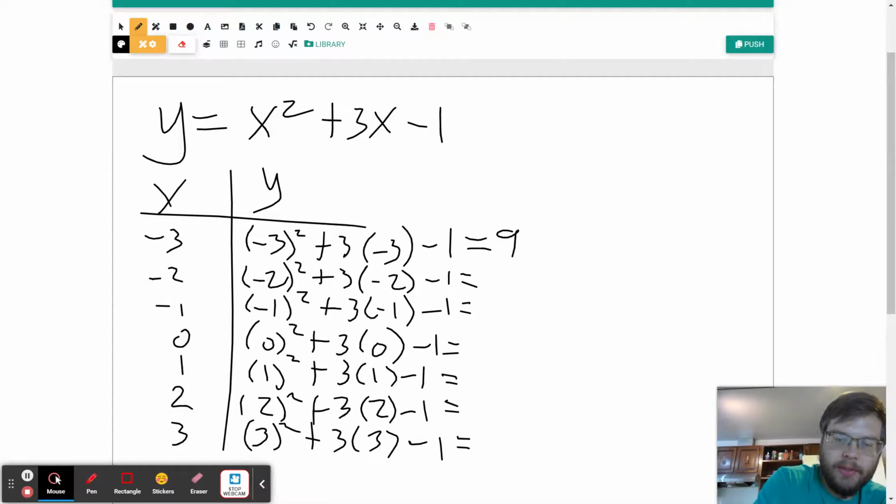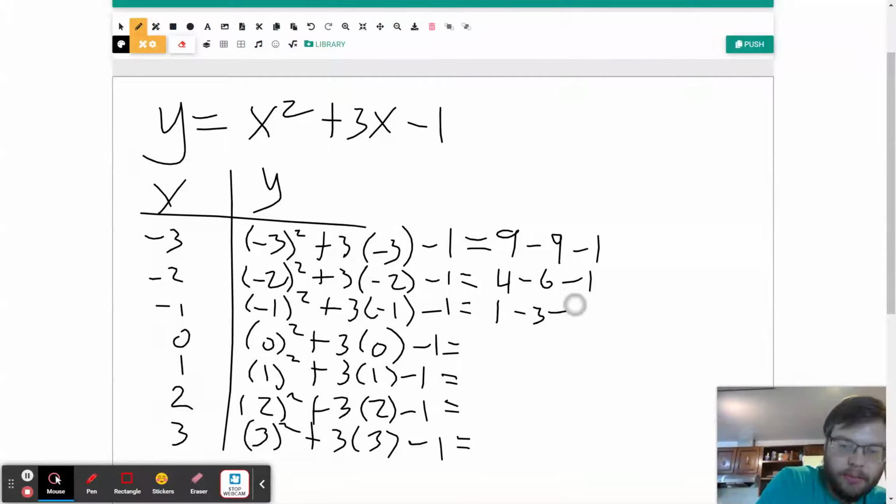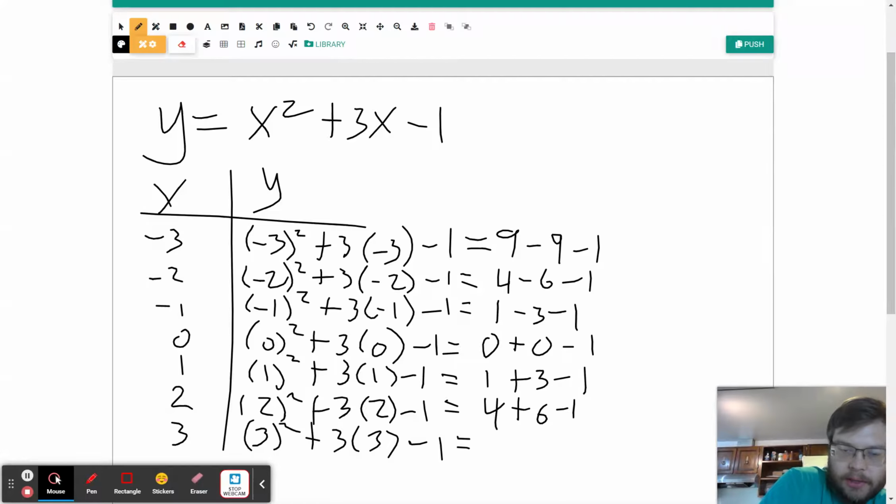Okay, negative 3 squared, 3 times negative 3, minus 1. Negative 2 squared, 3 times negative 2, minus 1. Negative 1 squared, 3 times negative 1, minus 1. 0 squared, 3 times 0, minus 1. 1 squared, 3 times 1, minus 1. 2 squared, 3 times 2, minus 1. 3 squared, 3 times 3, minus 1.